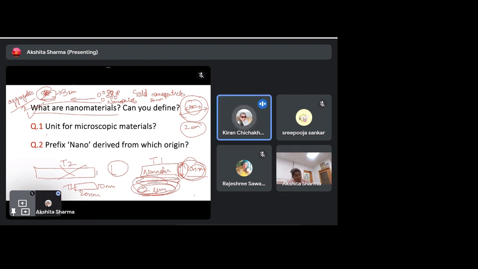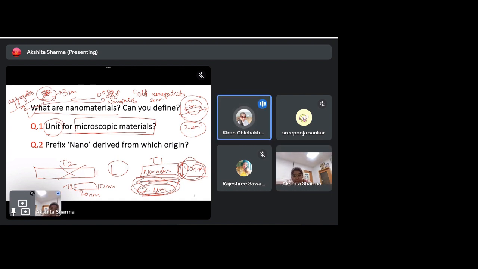Now question 1. What are examples of microscopic materials, and can you define what their units are? Grain size, and bacteria, I think. I'm asking for examples of microscopic materials. Grain size is inside the nanomaterial. Okay, let me explain grain size.